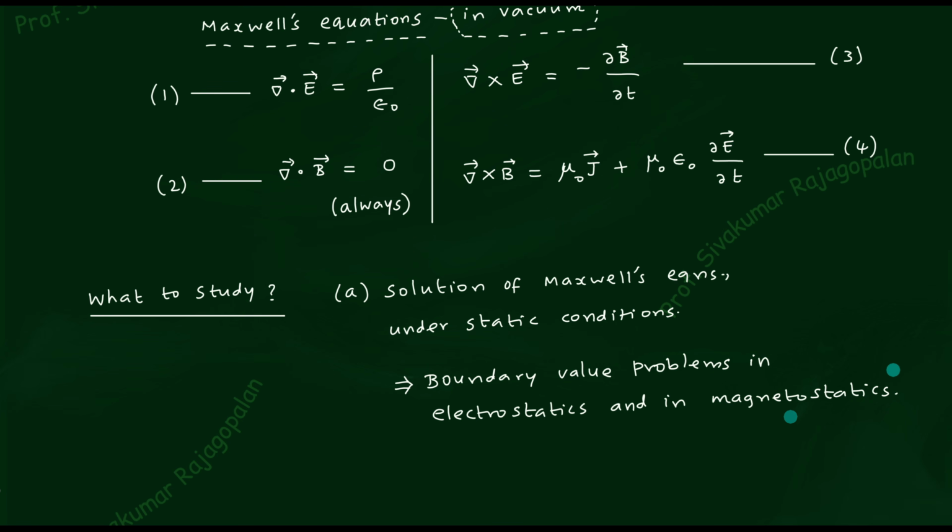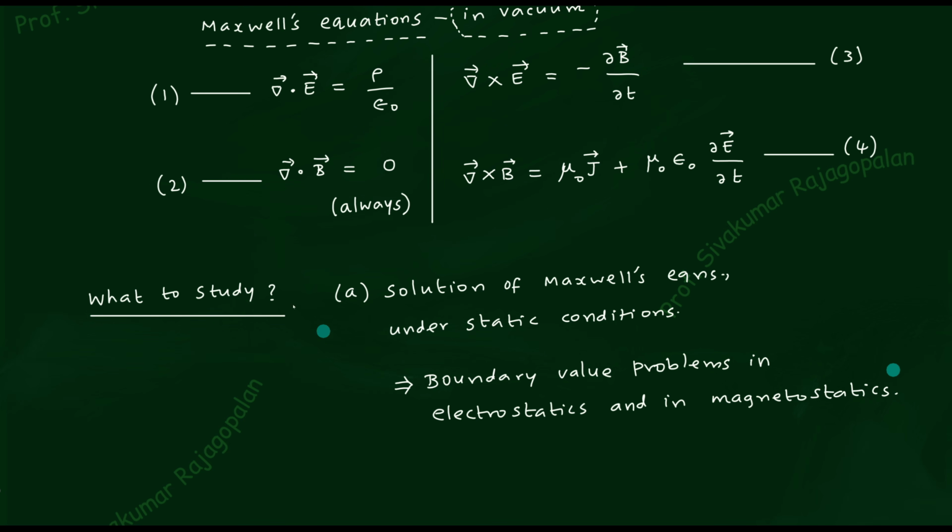Whenever you use a technical term, you should know what we are actually doing. That is why I am trying to explain. So you can now understand the meaning. If you solve equations 1 and 3, it is known as the electrostatic boundary value problem. If you solve equation 2 along with 4, then it is known as the magnetostatic boundary value problem. This is the technical mathematical terminology for this.